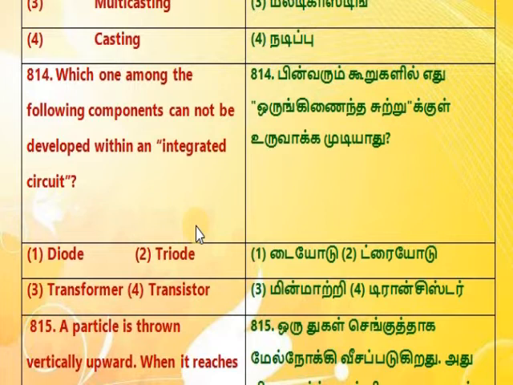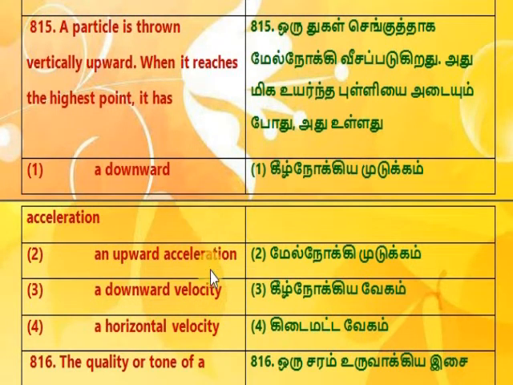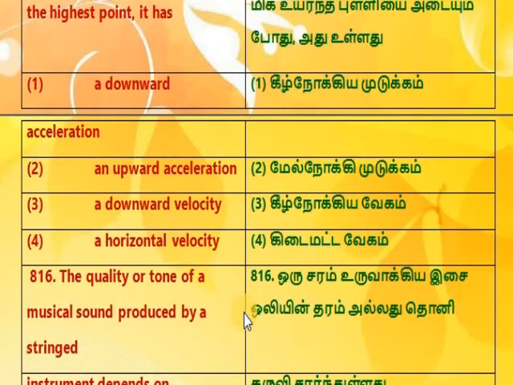814. Which one among the following components cannot be developed within an integrated circuit? 1. Diode, 2. Triode, 3. Transformer, 4. Transistor. 815. A particle is thrown vertically upward. When it reaches the highest point, it has 1. A downward acceleration, 2. An upward acceleration, 3. A downward velocity, 4. A horizontal velocity.